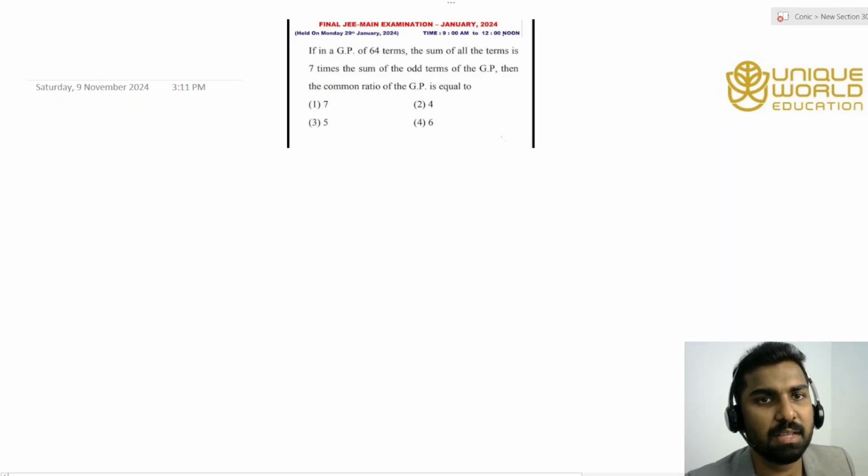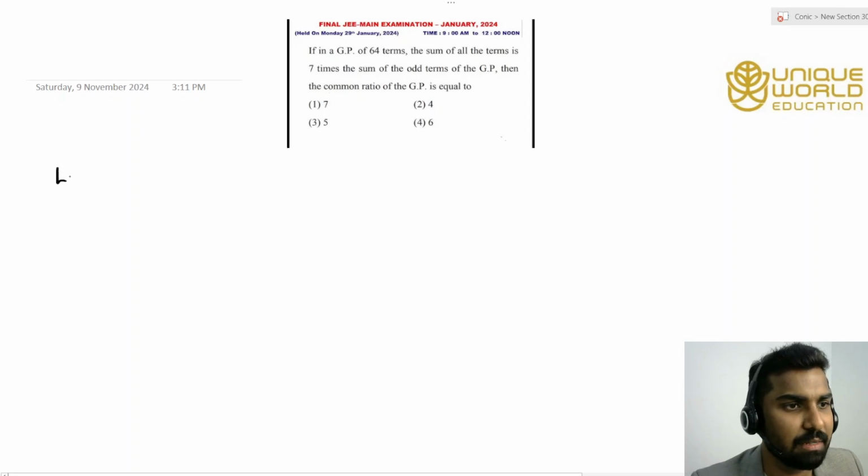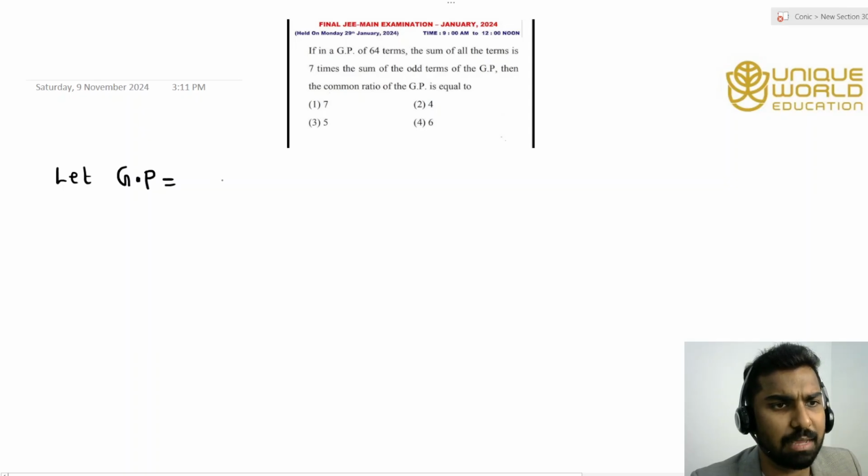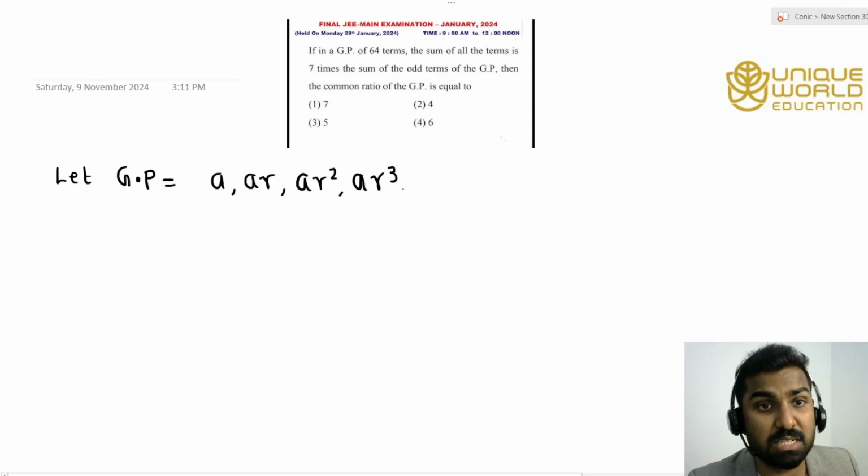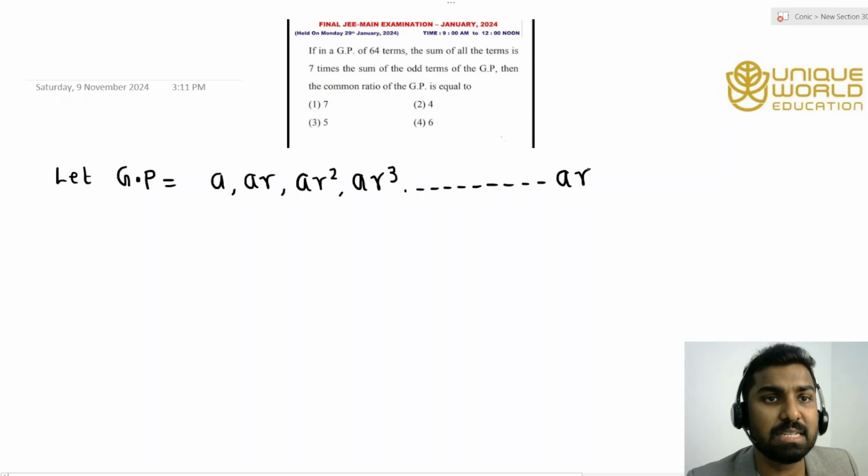Okay, alright. So if I am checking this question: in a GP of 64 terms, the sum of all terms is 7 times the sum of odd number of terms in the GP. Let's take the GP. Generally we can take the GP as a, ar, ar square, ar cube, etc., up to 64 terms. So the 64th term I can write as ar to the power 63.